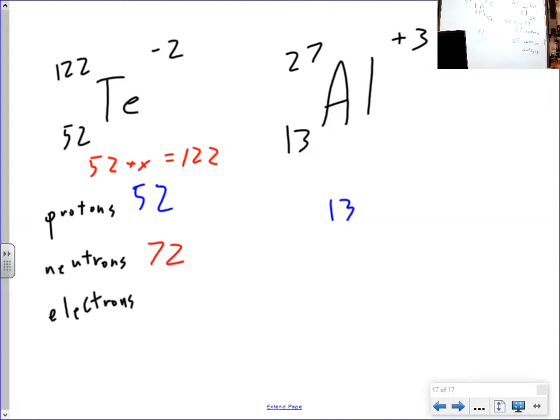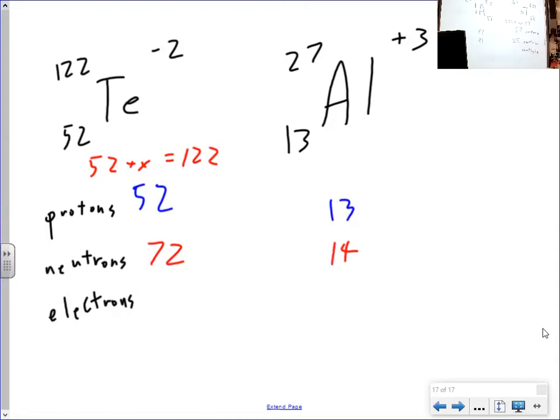Very good. 27 minus 13, you got 14 neutrons. And then lastly is electrons. Electrons, I don't like saying anything about a rule about adding or subtracting with electrons. I like just asking two questions. Do I have more protons than electrons? And how many more? So the first question is, am I positive or negative? Because positive means you have more protons and negative means you have more electrons.